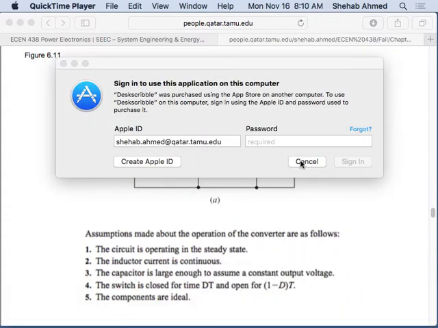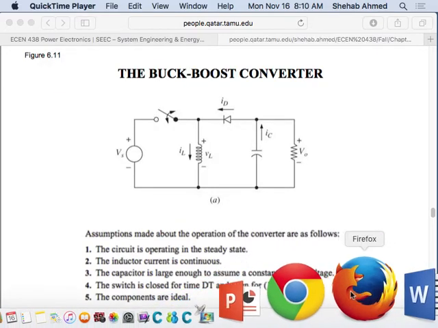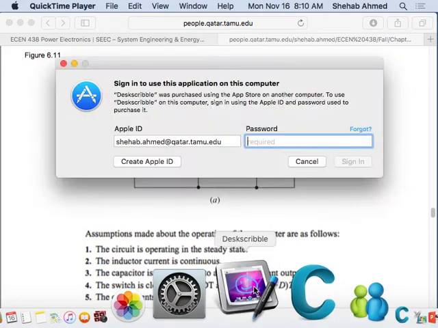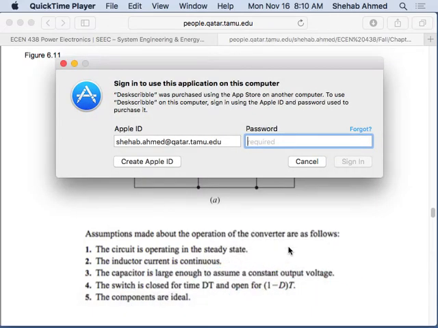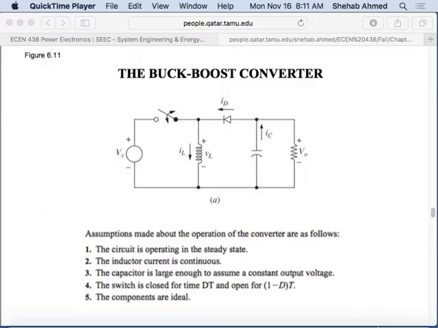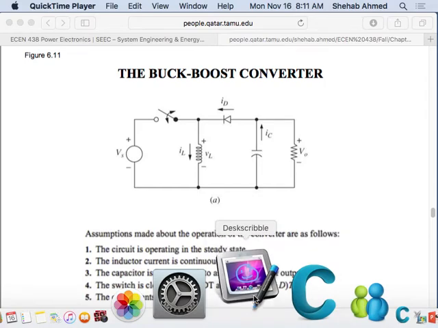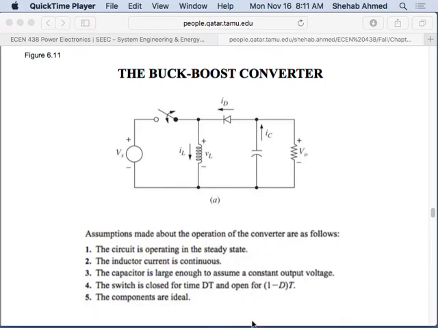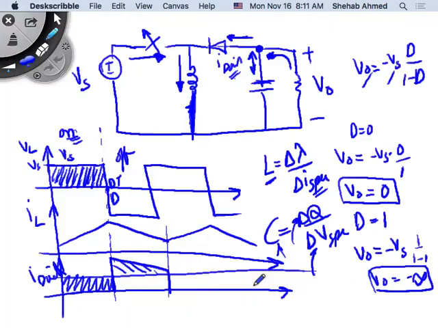Why do I have to sign in? Serious? Okay. It's the first time it does this, but anyway. Let's see if it runs. Okay.